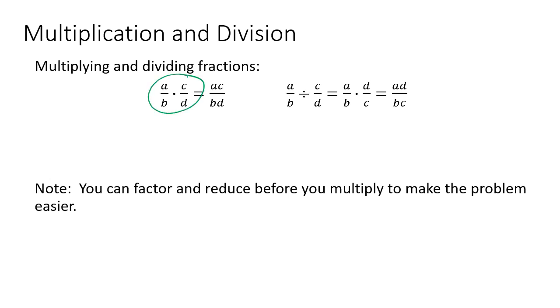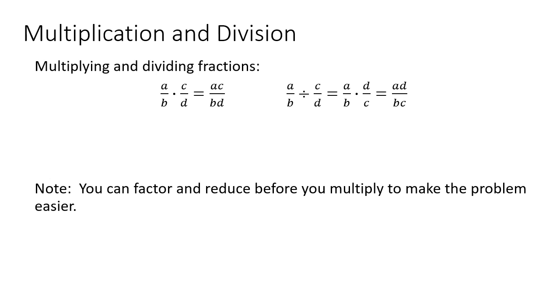To multiply two fractions together, you just multiply their numerators and multiply their denominators, and you're good to go. To divide two fractions, well, we just remember that dividing by a fraction is the same as multiplying by its reciprocal. So you just flip the fraction you're dividing by, and then you multiply. Product of the numerators, product of the denominators. So that's what we're going to be doing here.